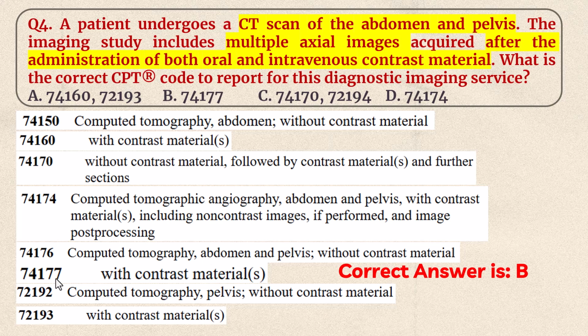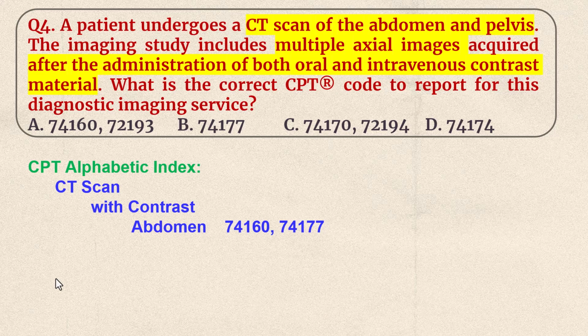If you encounter this case in a real working scenario, you have to go with the CPT alphabetic index. When you go to the CPT alphabetic index, this procedure is the CT scan. So go to the CT scan. There you have to go to the subcategory of with contrast. Again go to the subcategory of abdomen. There it will lead to the following codes, 74160 and 74177. So again go back to the tabular list and confirm the answer. Once you confirm, the answer will be B.